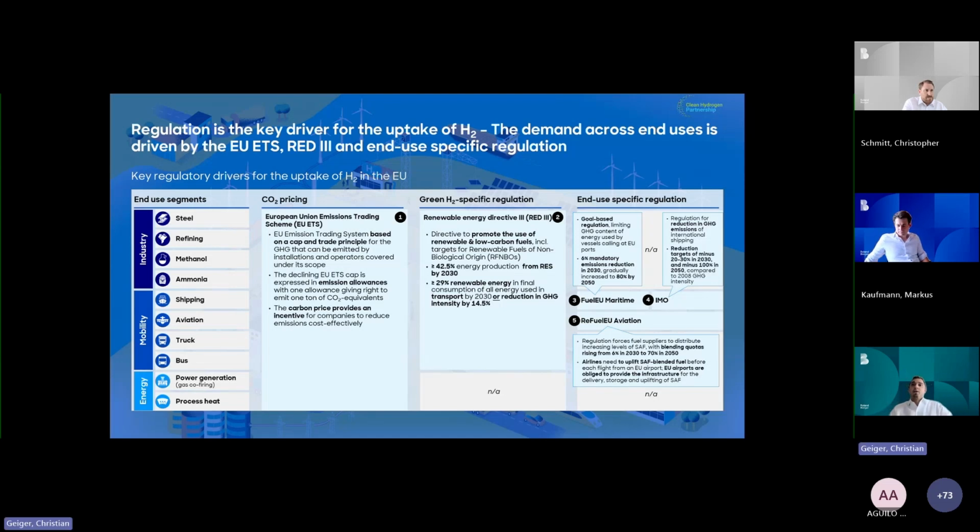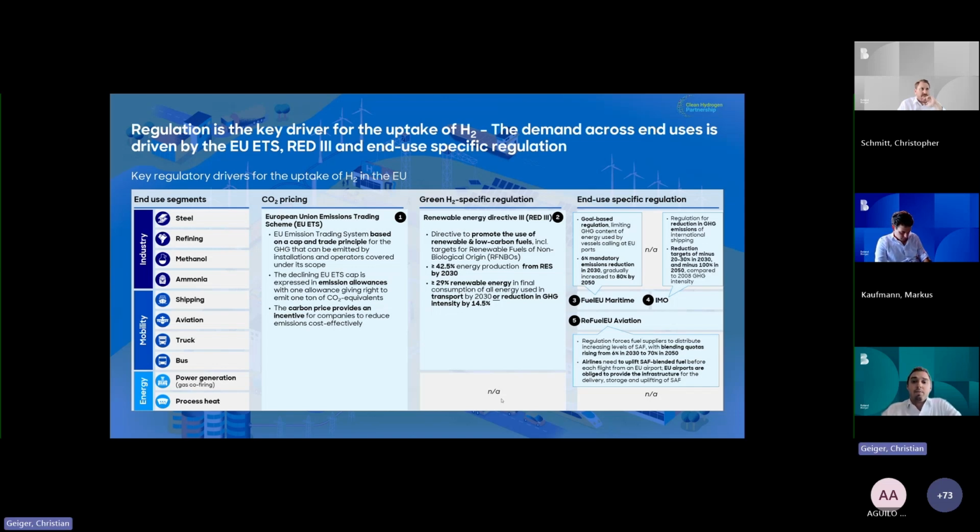Then lastly, but also worth noting, we have some end-use specific regulations listed here, focused on mobility use cases, most notably the FuelEU Maritime, focused on shipping, along with the ReFuelEU Aviation, focused on the deployment of eSAF with binding quotas, which increase gradually over the next 10 to 15 years.